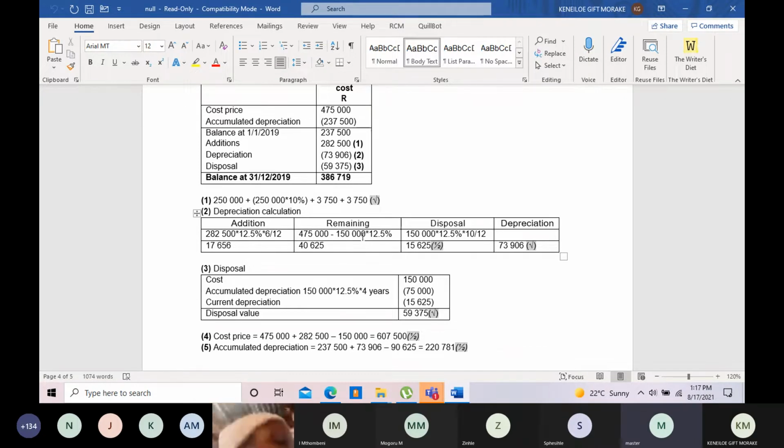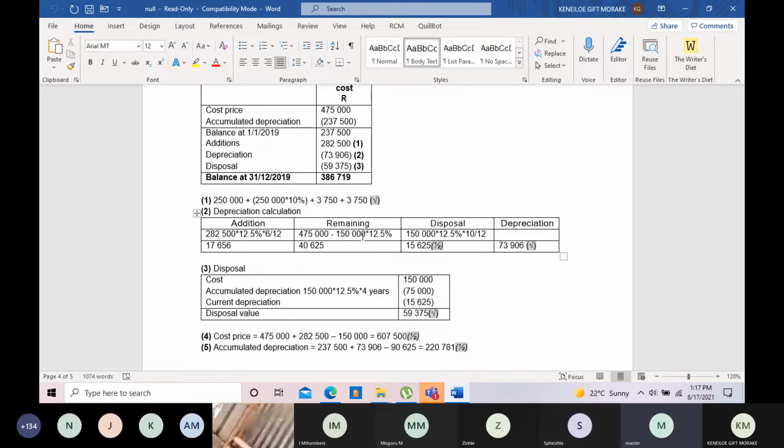Let me repeat that statement. You do not subtract the disposed asset from the additions, but you subtract it from the original cost, which is 475,000 in this case. That is why you see 150,000. It is now subtracted from the 475 because this one is the main cost, which was before.